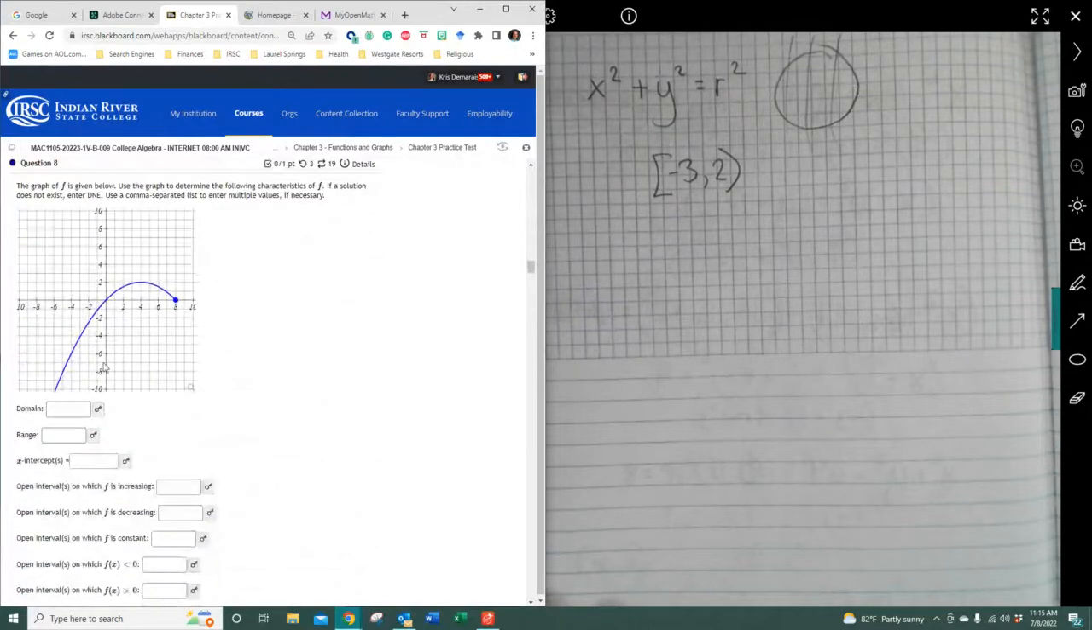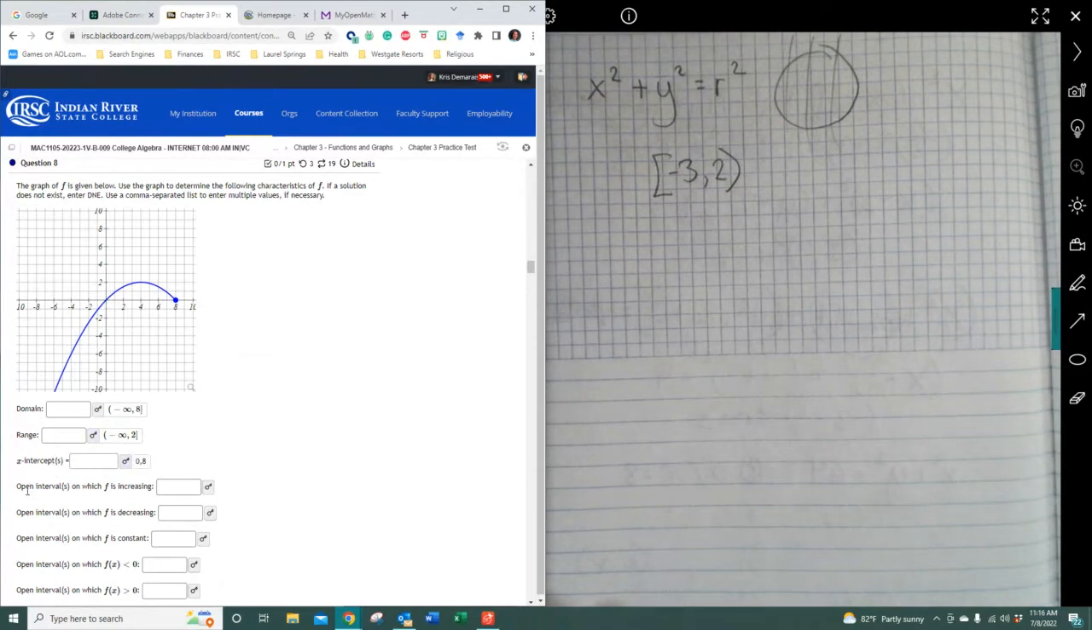Question number 8, it specifies the domain. Now this does not have a closed or open circle, so it's going to go from -infinity, because it's coming from -infinity, all the way up to and including 8. So there's our answer for that, -infinity to 8 inclusive. The range is going to go from -infinity all the way up to +2 inclusive. So we have -infinity to 2. The x-intercept is going to be at 0 and at 8.